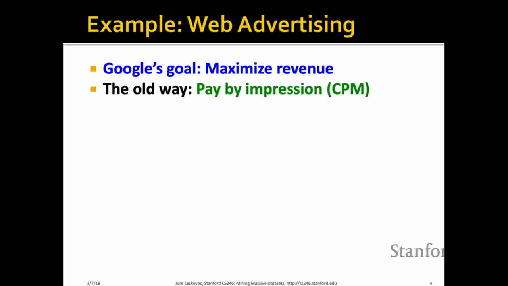You want to make sure that people click through them, convert, become users, pay subscriptions, and so forth, okay? So the old way to deal with advertisement was paying by impression, the old CPM style. Paying by impression means that every time you're showing an ad on your platform, you're going to be asking money from the person who's buying those ads.